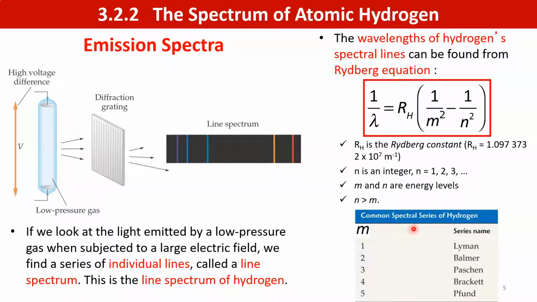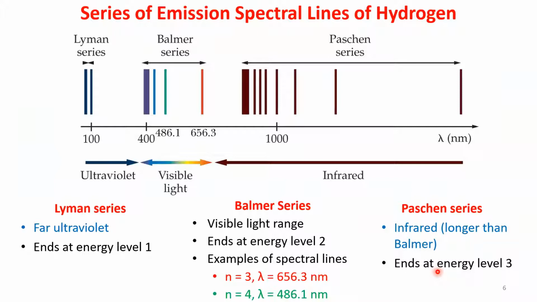Common spectral line series of hydrogen: for m equals 1, it is the Lyman series. For m equals 2, it is the Balmer series. For m equals 3, it is the Paschen series. We are going to explain these series in the next slide. This is the Lyman series, this is the Balmer series, and this is the Paschen series.